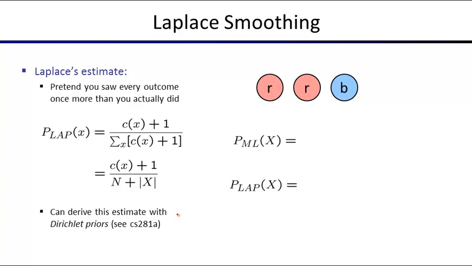So mathematically, if you did maximum likelihood, let's say x is red, you get 2/3. If you did Laplace smoothing for x equal red, the count for red is now plus 1 fake red, and you have plus 1 fake blue. So you'd end up with 3/5.